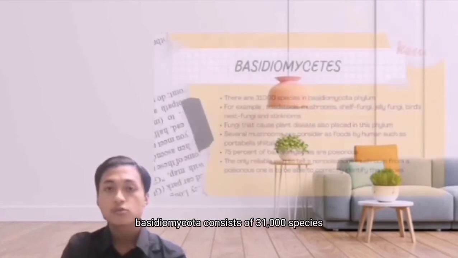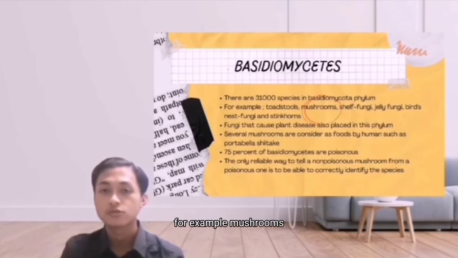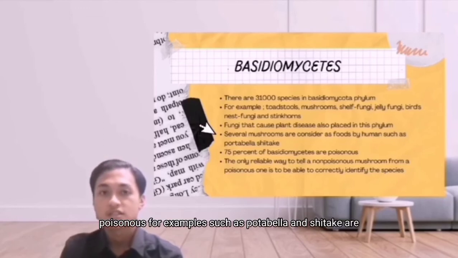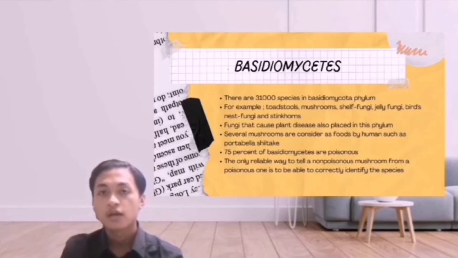So today I'm going to explain about Basidiomycota. Basidiomycota consists of 31,000 species. For example, mushrooms, toadstools, and puffballs. Fungi that cause plant disease are also placed in this class. But not all fungi are poisonous. For example, Portobello and Shiitake are served as food by humans. There are 75 species of Basidiomycetes which are poisonous.